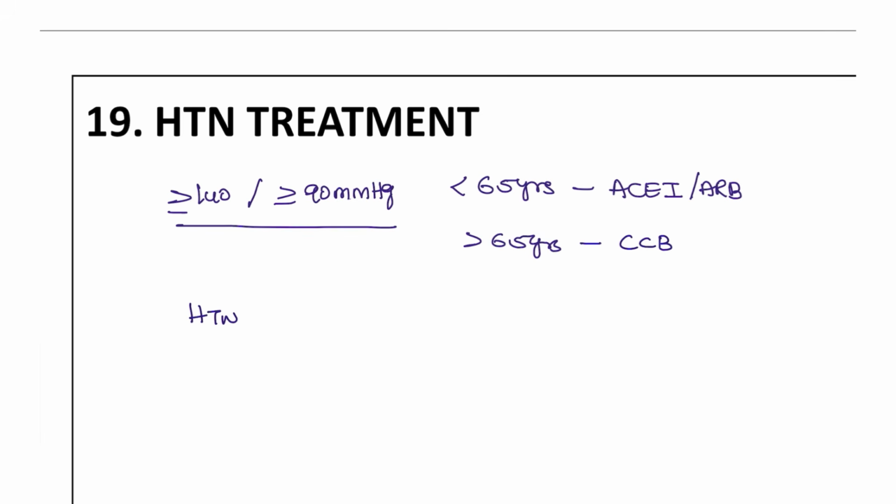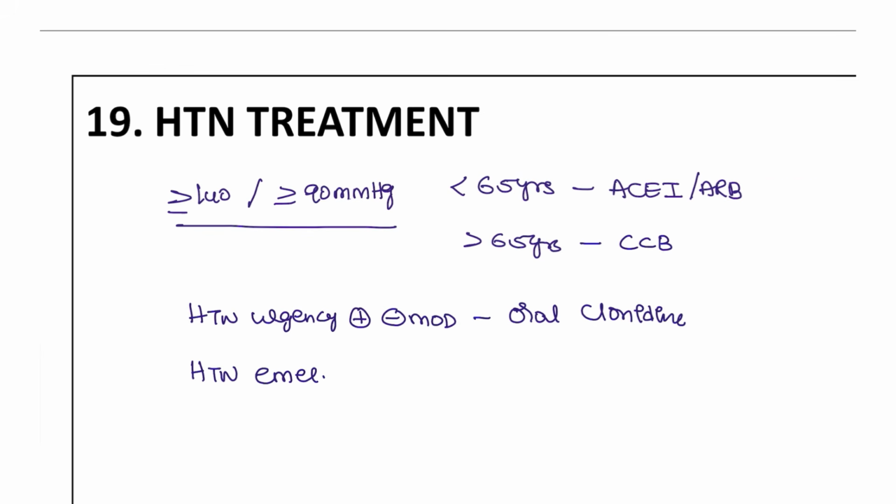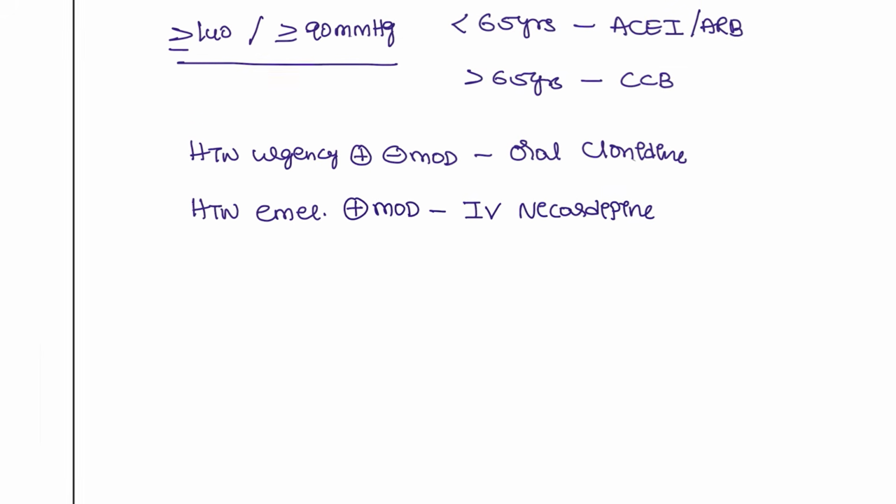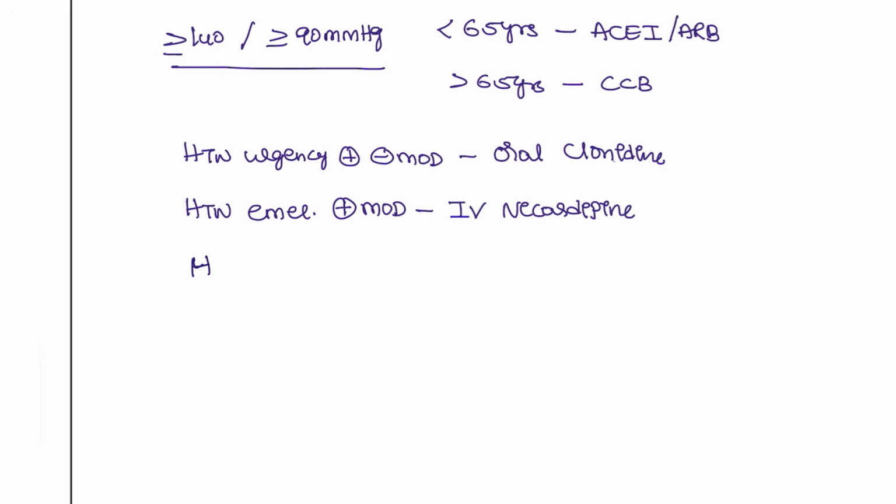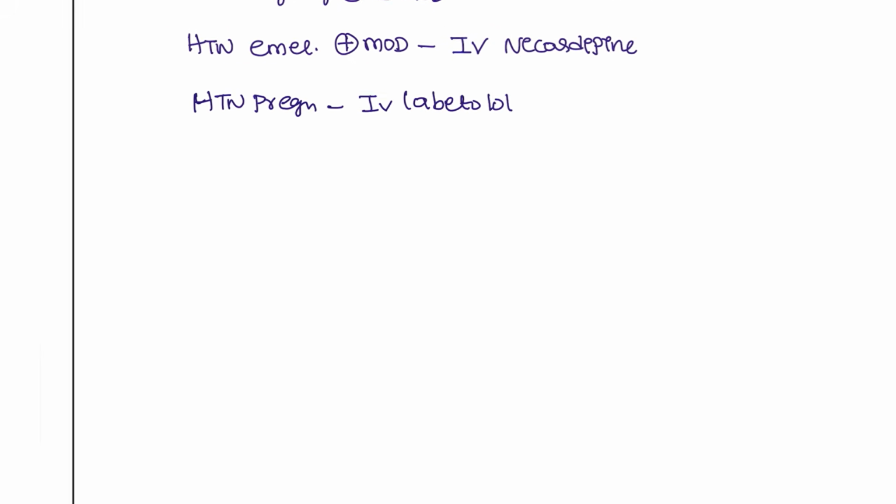Next, hypertensive urgency. Hypertensive urgency means it is a condition where there is no multi-organ dysfunction. So you can give the oral drug, oral clonidine is given for this patient, right? Next, hypertensive emergency. In hypertensive emergency, there is multi-organ dysfunction. You have to give the IV drug. IV nicardipine is given for this patient. Whereas hypertension in pregnancy, the drug of choice is IV labetalol.